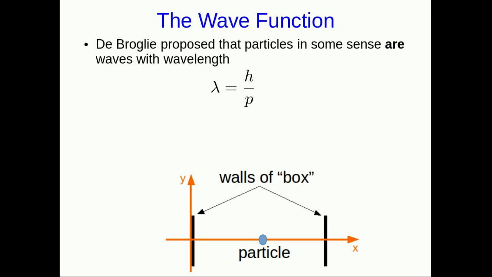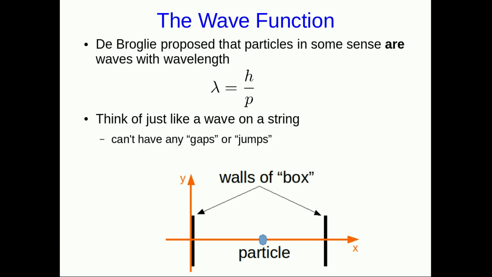If this is sort of unclear to you, it's because it's unclear to everyone. This theory works really, really well. We know how to use it to calculate all sorts of things, but certain parts of its meaning are not clear to anybody. Anyway, here we go. So we're going to think of this wave function as just like a wave on a string. And so just like a string, it can't have any gaps or jumps.